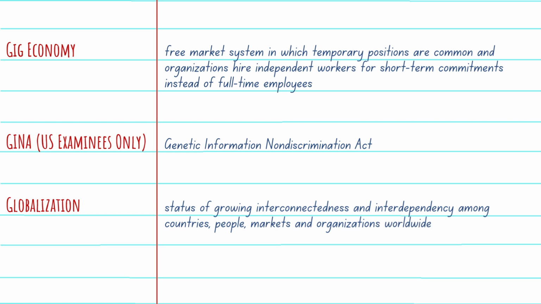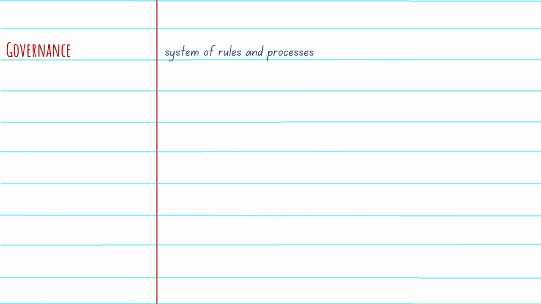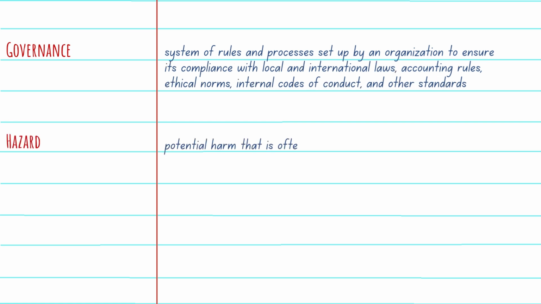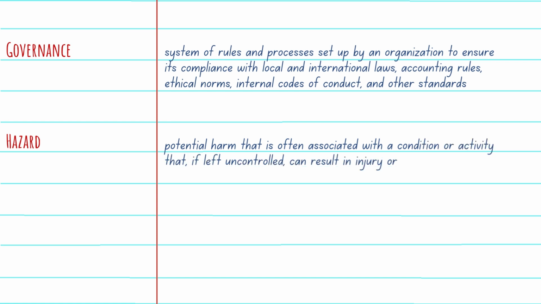Governance is a system of rules and processes set up by an organization to ensure its compliance with local and international laws, accounting rules, ethical norms, internal codes of conduct, and other standards. A hazard is a potential harm that is often associated with a condition or activity that, if left uncontrolled, can result in injury or damage to people or property.